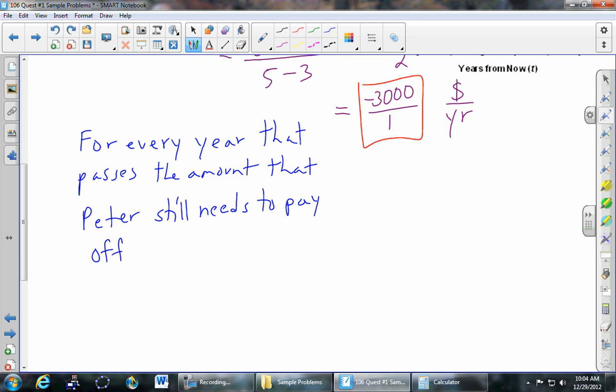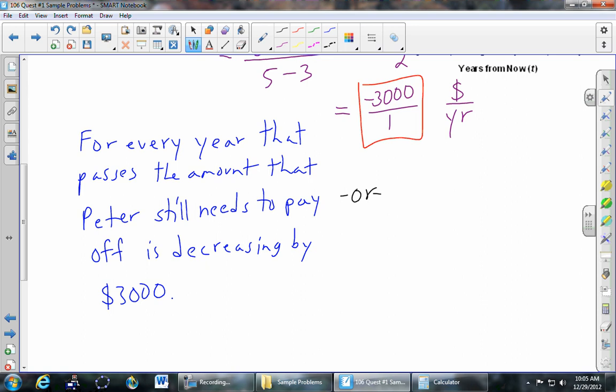So it's totally fine to just say that. The amount he still needs to pay off is changing by negative $3,000. Probably a little less awkward to not say changing by a negative number, but to actually say is decreasing by $3,000. So turning the 3,000 into a positive, the negative is incorporated in the word decreasing. So that's one sentence.